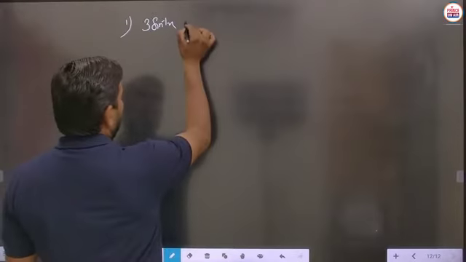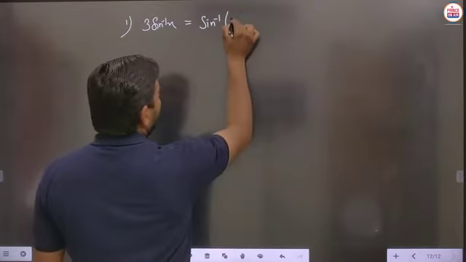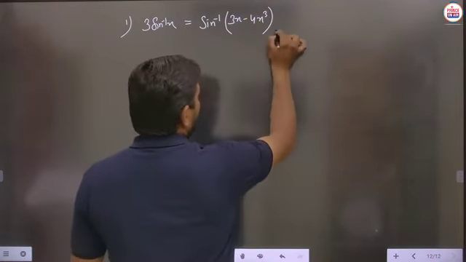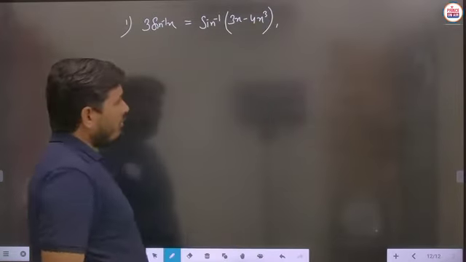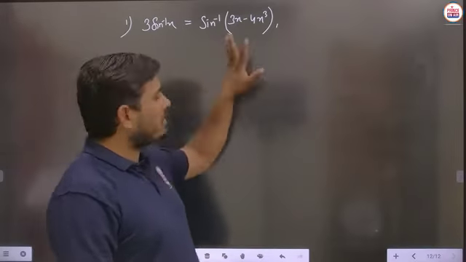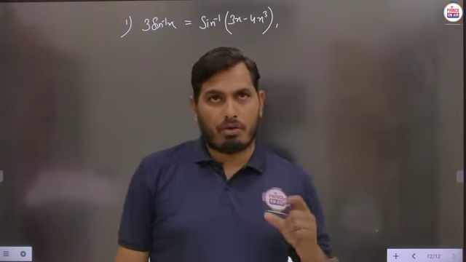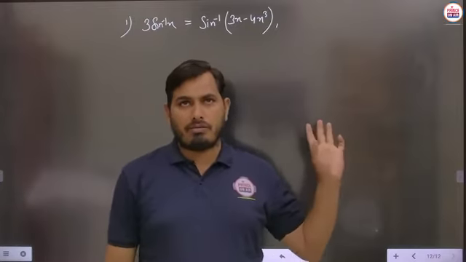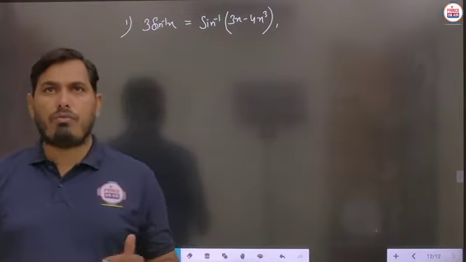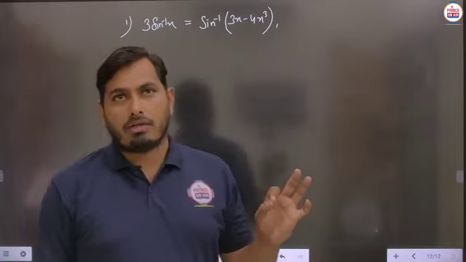So 3 sin inverse x will be written as sin inverse of 3x minus 4x cube, and here this x is okay, we will do the proof, then we will take the situation, no problem. So here 3 sin inverse x will be written like this. Student, this is a similar kind of problem that we have already discussed with 2 sin inverse x, because in the case of 2 sin inverse x we have to use the formula of sin 2 theta. In this case, 3 sin inverse x, we will use the formula of sin 3 theta. Is it clear?